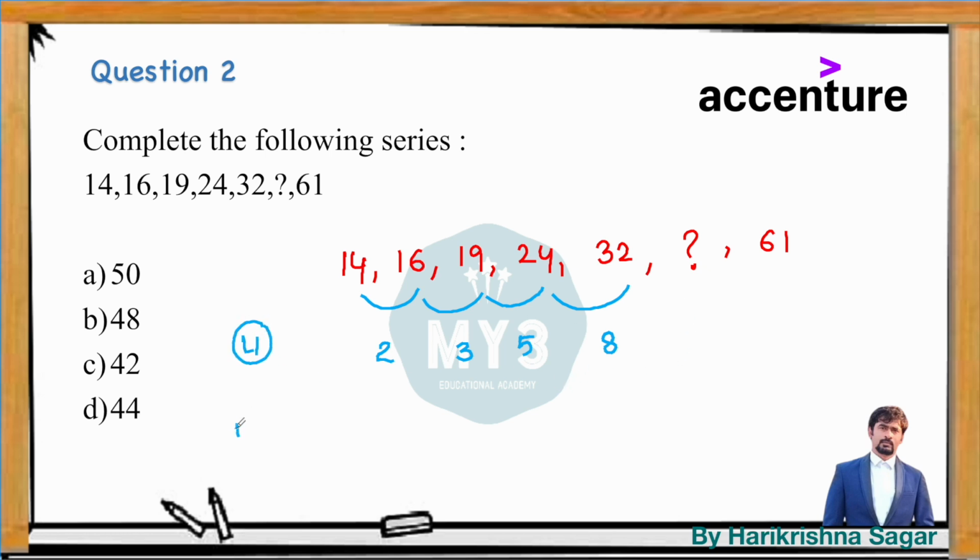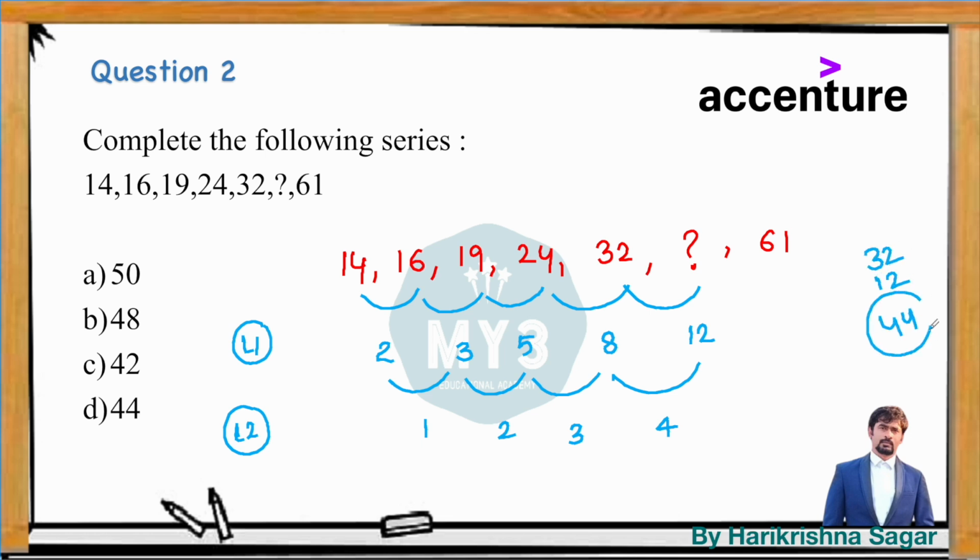Let's go with the second level of difference to understand the pattern again. If you observe the difference here, 2 to 3, there is a difference of 1. 3 to 5, 3 plus 2 is 5, 5 plus 3 is 8. That means in the second level of difference, I got the numbers 1, 2, 3. So the next one should be 4. If it is 4, 8 plus 4, it will be 12. If it is 12, the required answer is going to be 32 plus 12, which is going to be 44. Mark your answer choice as option D here. Hope you are able to understand.